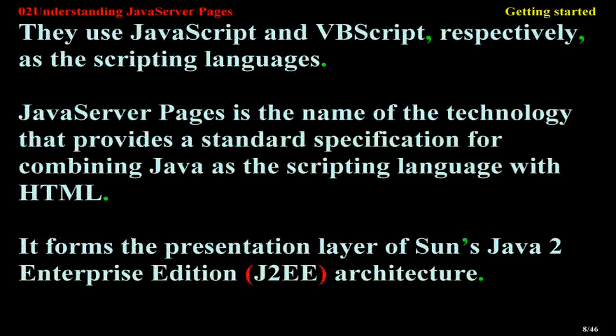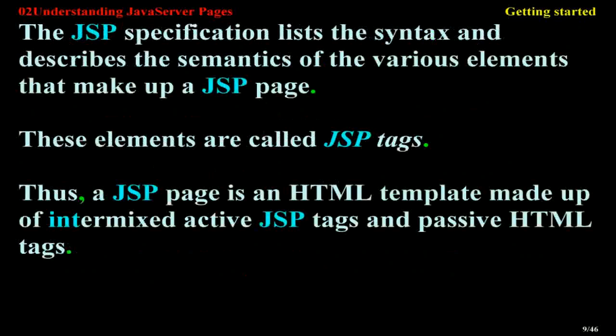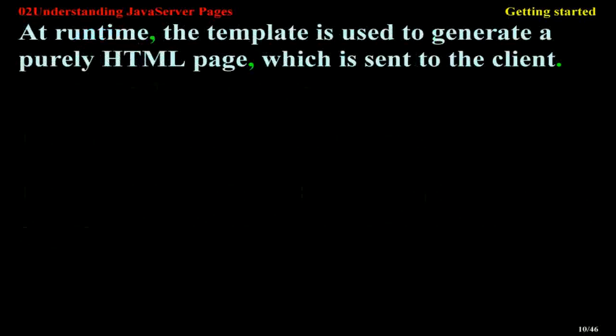JavaServer Pages is the name of the technology that provides a standard specification for combining Java as the scripting language with HTML. It forms the presentation layer of Sun's Java 2 Enterprise Edition (J2EE) architecture. The JSP specification lists the syntax and describes the semantics of the various elements that make up a JSP page. These elements are called JSP tags. Thus, a JSP page is an HTML template made up of intermixed active JSP tags and passive HTML tags. At runtime, the template is used to generate a purely HTML page, which is sent to the client.